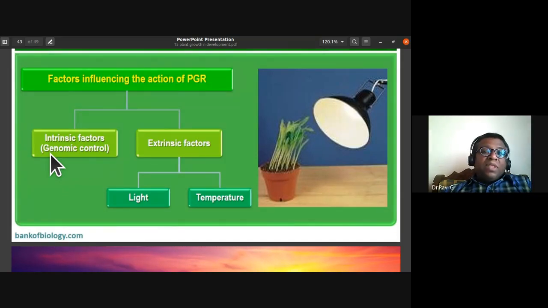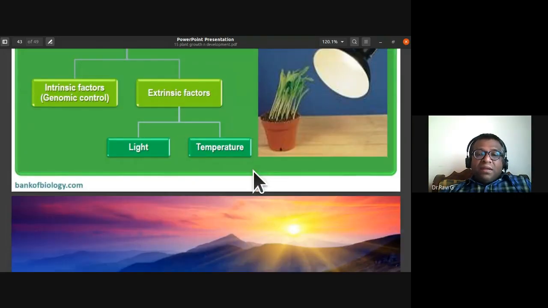So the growth promoters are synthesized in lesser amounts because of the genetic nature of it. In a tall plant, if the genomic factor is for a tall plant, it would promote more synthesis of growth promoter hormones. As a result, they grow tall. So these are intrinsic factors. Extrinsic factors are because of environmental factors like light and temperature.